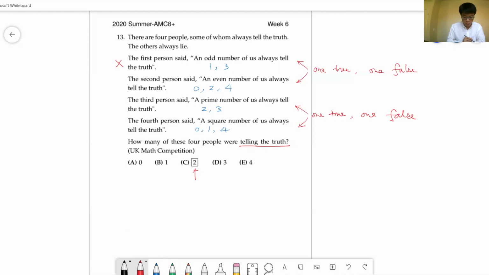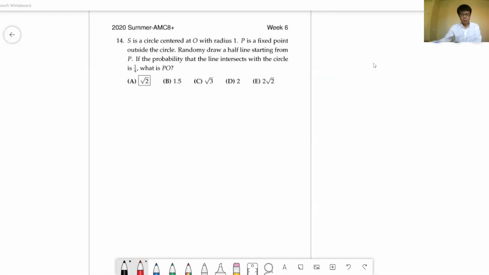The second person says an even number of us tell the truth. So this is a true statement. The third person says that a prime number of us tell the truth. That's correct because 2 is a prime number. And the fourth person says a square number of us tell the truth. That's wrong because 2 is not a square number. So now we know everything clearly. The answer is 2.